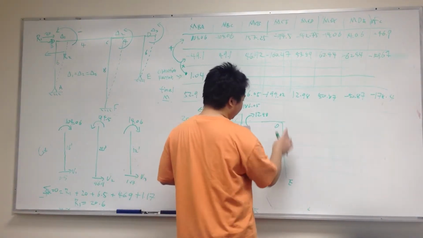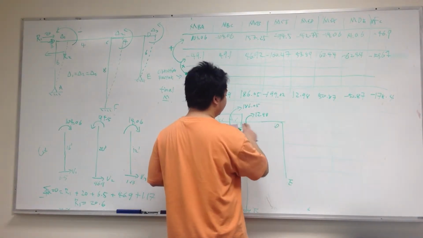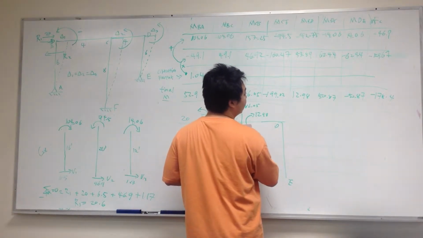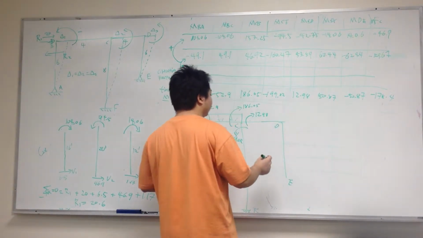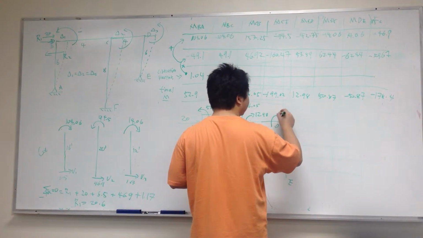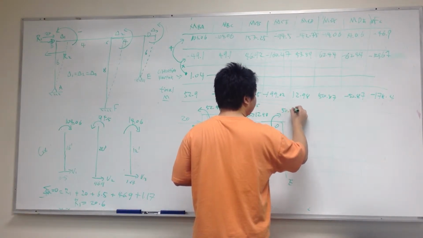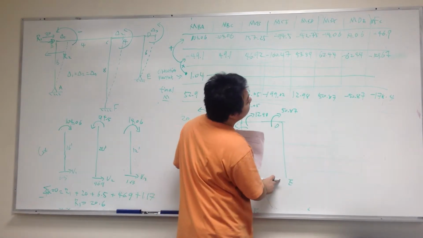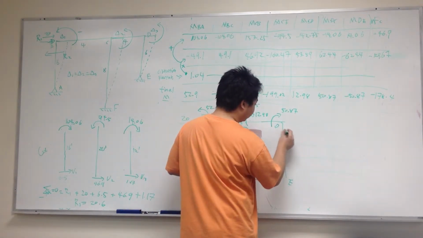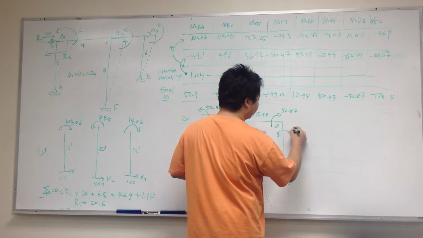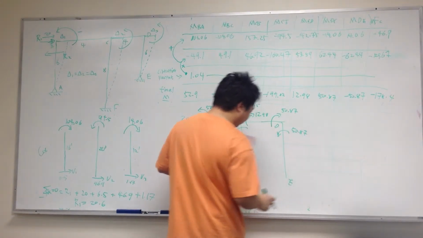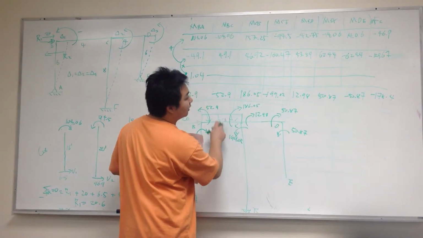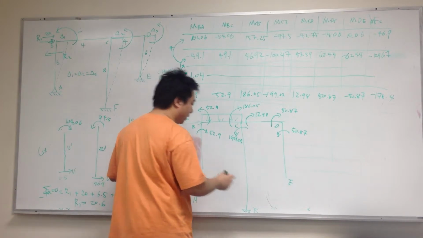And for DC, CD, DC, D to C, 50.87, positive, so also clockwise. DE, negative, counterclockwise. FC counterclockwise.